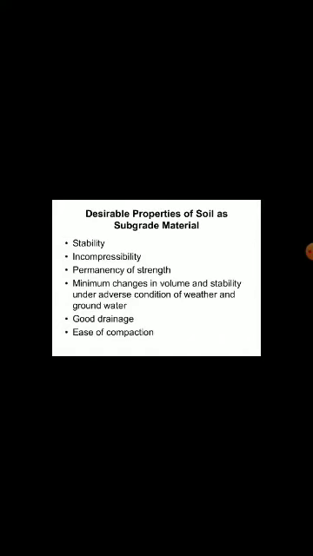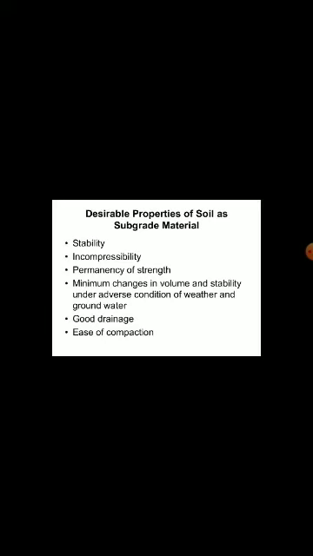Then next are the desirable properties of soil as a subgrade material. First is the stability, the stableness of the materials. Next is incompressibility, so the compression. Then permanency of strength: the strength of the materials used should be permanent. Then minimum changes in volume, stability under adverse conditions of weather and groundwater, so the changes should be minimum.